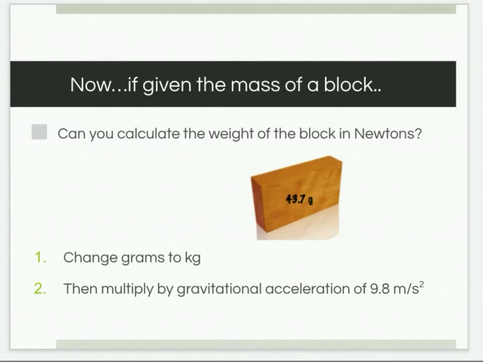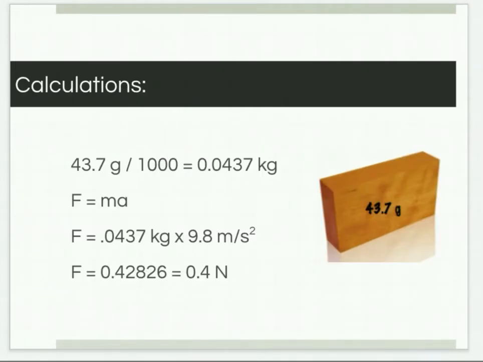So can you calculate the weight of a block in newtons? They give you the mass of a block, which is 43.7 grams. The first thing you have to do is change grams to kilograms, and then multiply that number by gravitational acceleration, which is 9.8 meters per second squared. To change 43.7 grams into kilograms, you move the decimal point 3 places to the left, or divide that number by 1,000, and you get 0.0437 kilograms.